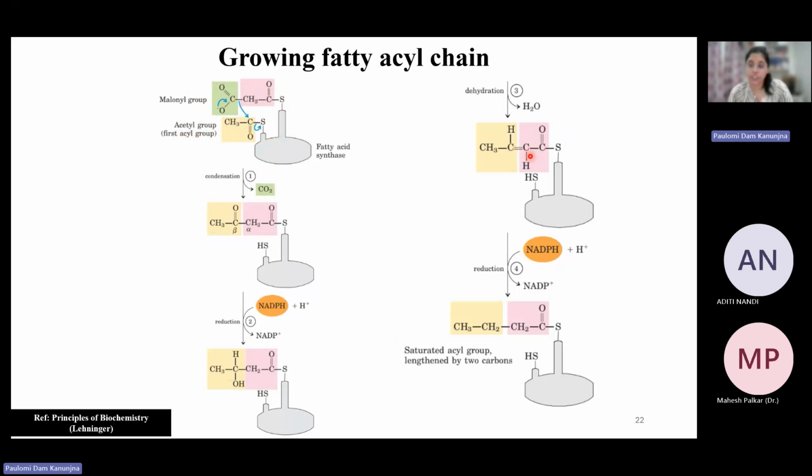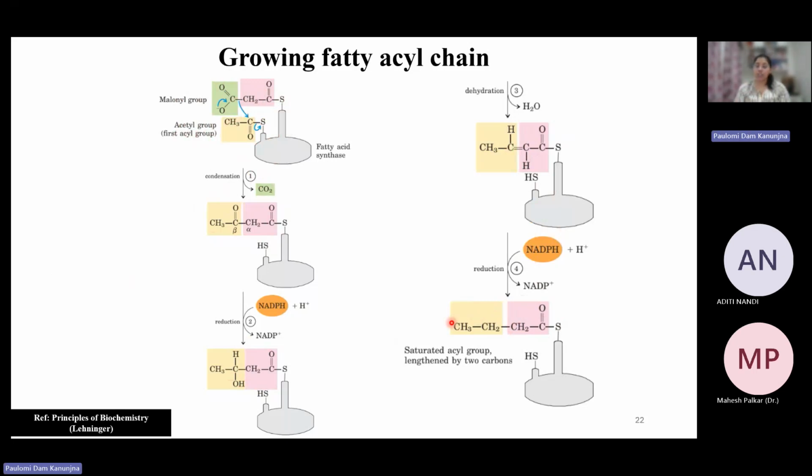So trans configuration. And lastly, again, you have a reduction. Again, you basically reduce this, using NADPH, and you remove this double bond as CH to CH2. So you have a saturated acyl group which has 4 carbon. Okay, this is the first step.